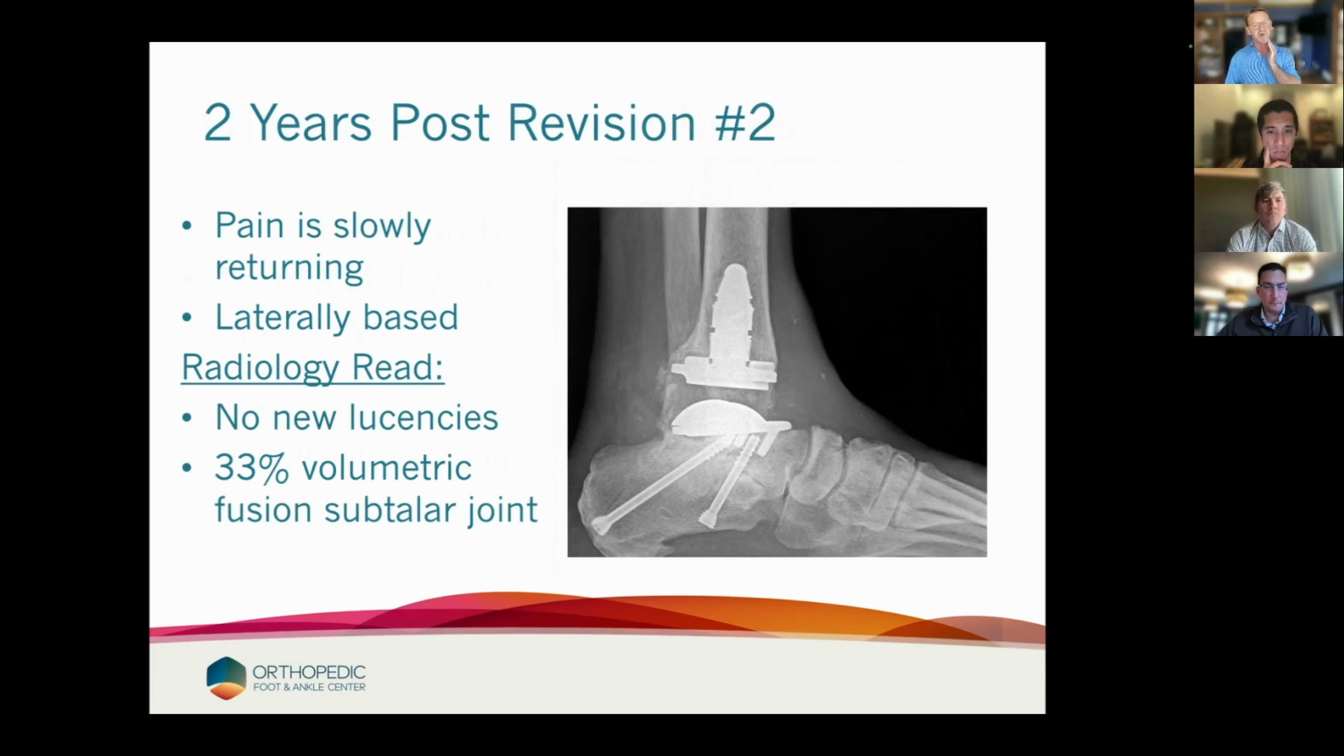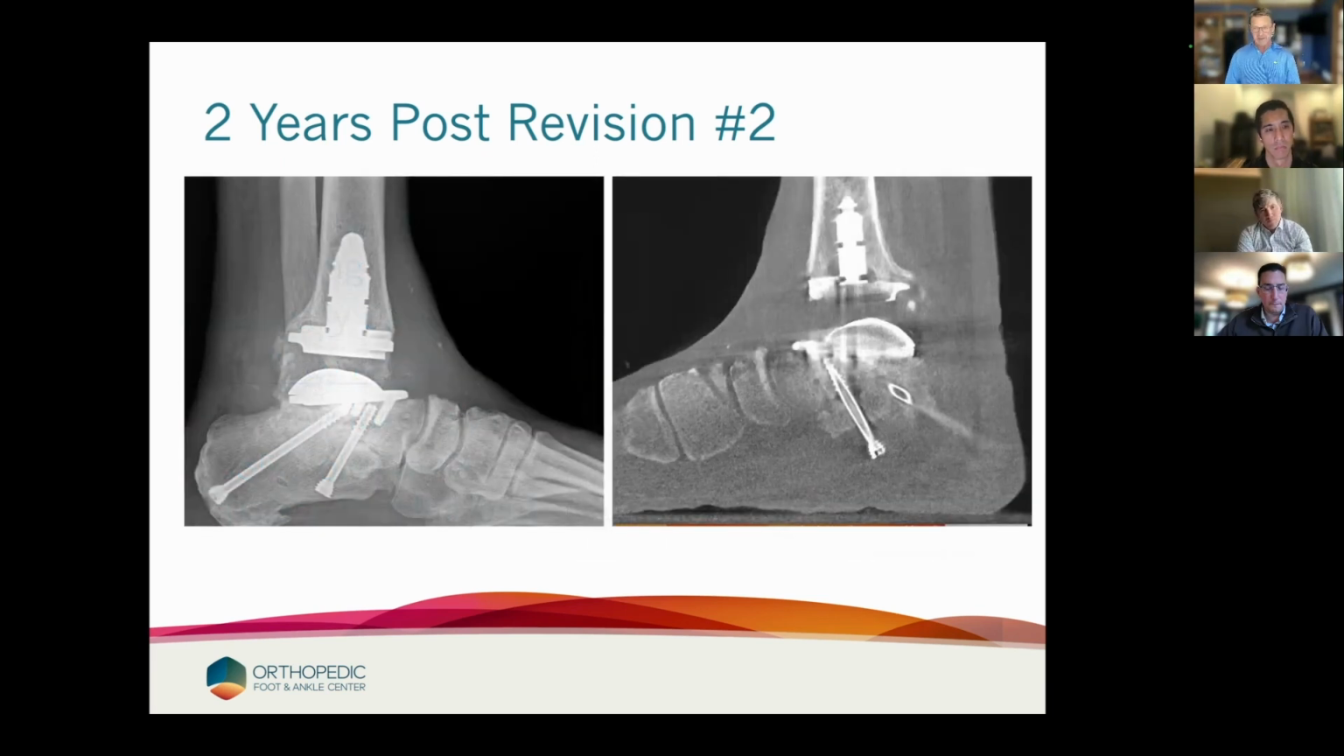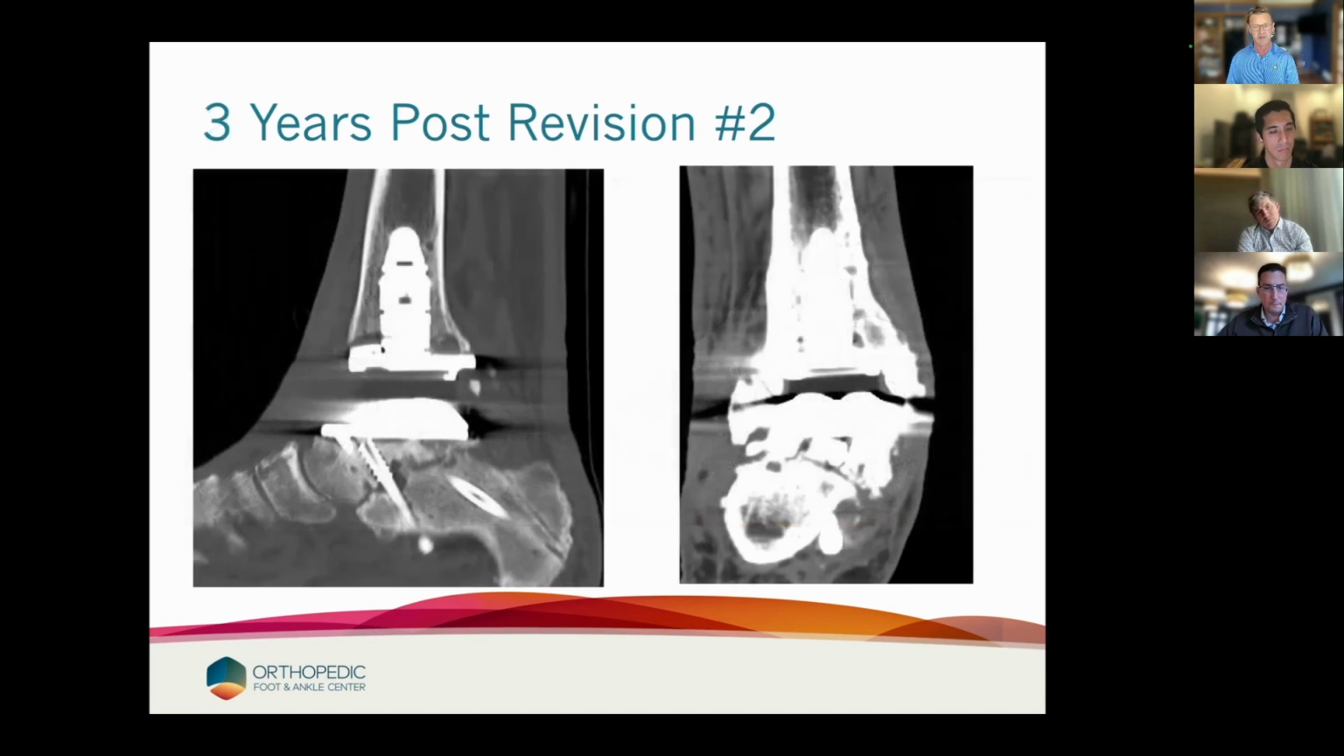So 2 years post-revision, pain slowly coming back. It's lateral based. No new lucencies. They're giving me a little bit of a different read, and they're saying 33%. I'm not sure how it goes from 50 to 33, but that's what they're reading. And this is what his CT looks like. And it clinically is kicking up into valgus. So something's going on. I wait him out another year, and now it's coming pretty obvious.